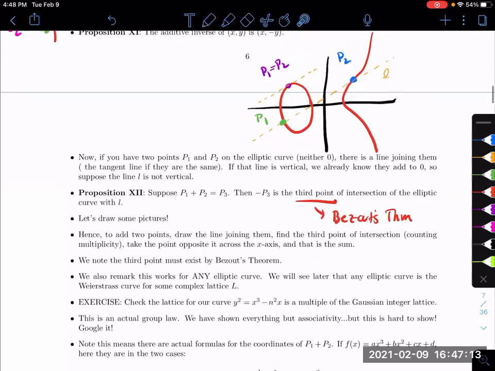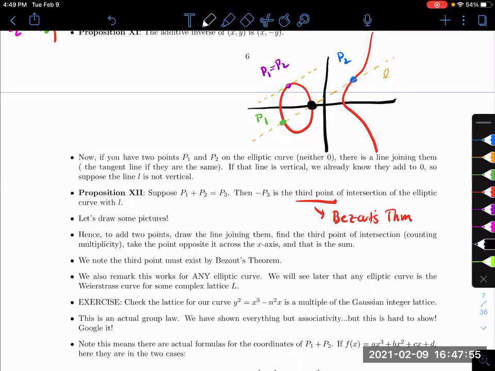And what is this saying geometrically? This is saying that if I want to do P1 plus P2 and the line joining them isn't vertical, how do I find P3, the sum? I take that line joining them, okay? Then what I do is I find the third point of intersection with the curve. Okay, so this picture is really bad, actually. I find the third point of intersection with the curve. In this case, that would be this point right here. The point opposite that point across the x-axis is the sum of P1 and P2.